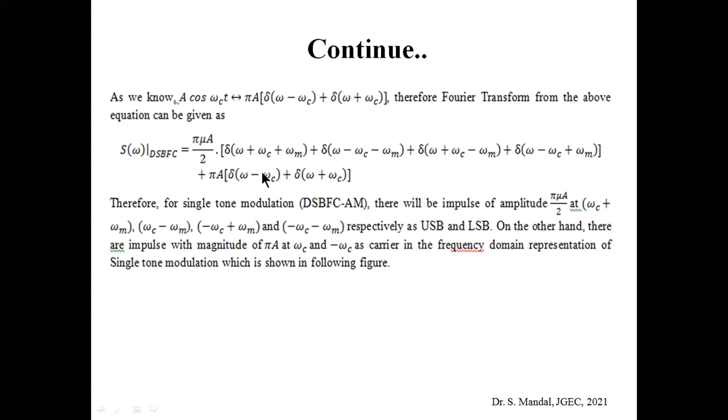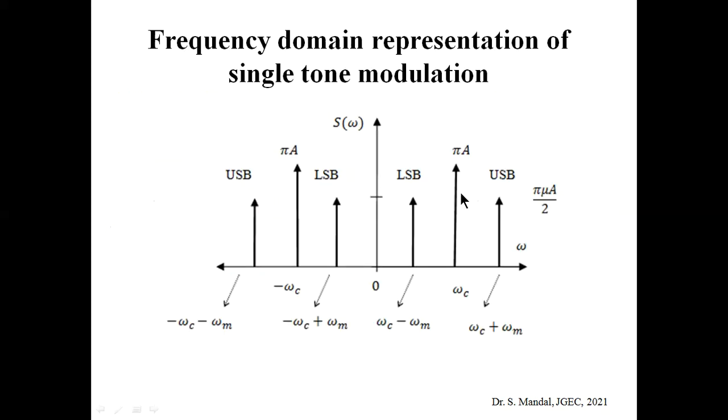And the last one, this term, an impulse located at omega c whose amplitude is pi A. So you can see that at omega c and minus omega c there is an impulse whose amplitude is pi A. This corresponds to the carrier, and these are USB, LSB, USB, LSB. So this is the spectrum of single tone DSB-FC type A. As we are using single tone modulation, from this spectrum we can easily observe that only a single frequency exists in the sideband.